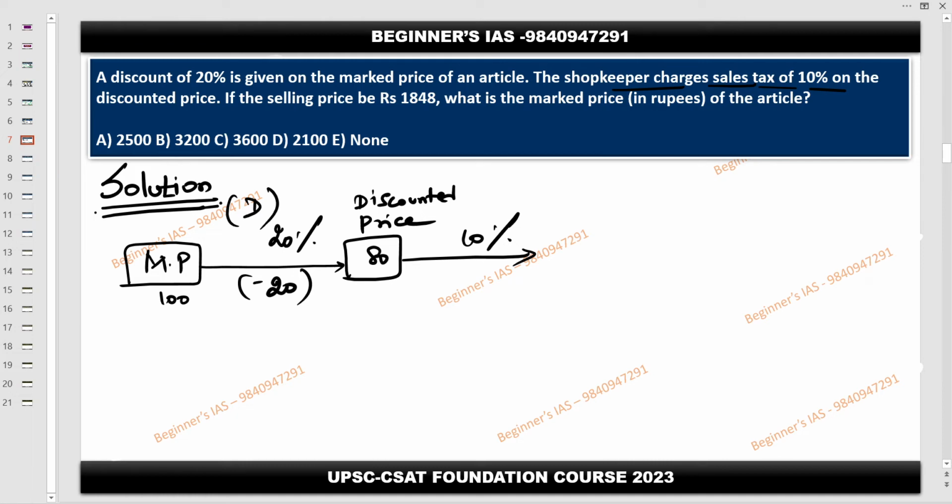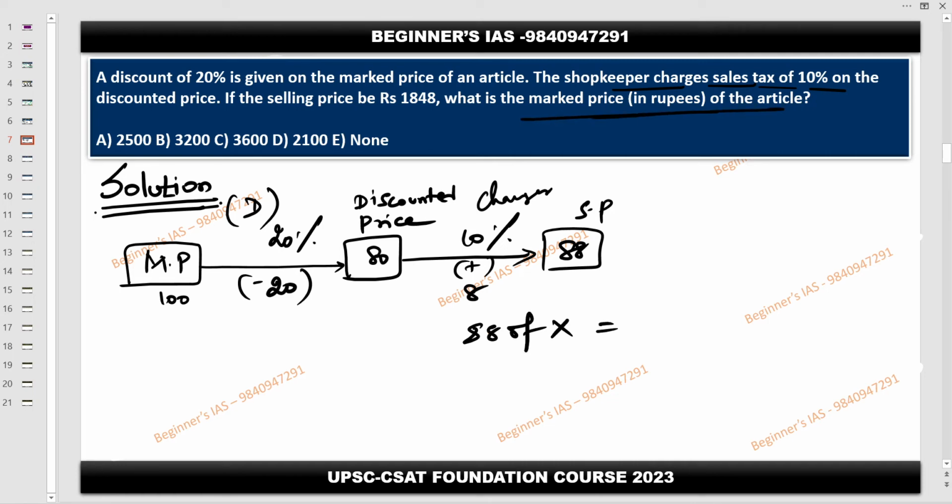So here charges, right? Charges means what? We need to add 10%. What is 10 percent of 80 rupees? So now add this to 80 rupees, nothing but the selling price now. So this selling price, 88 rupees, is out of the market price. I don't know that market price now. What is the market price of the article? So 88 percent of X is going to be the given.